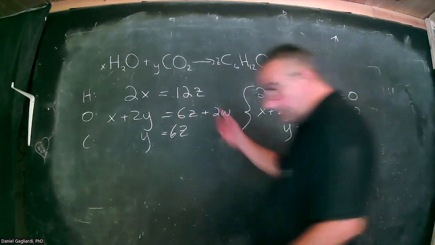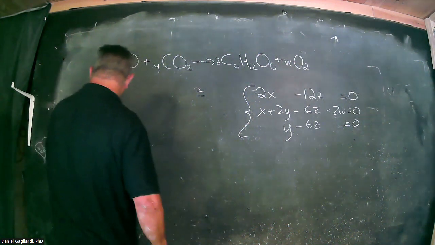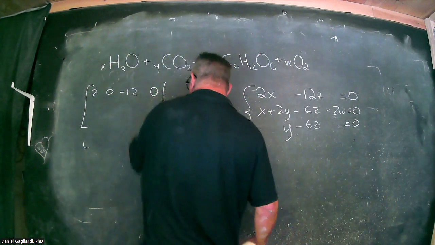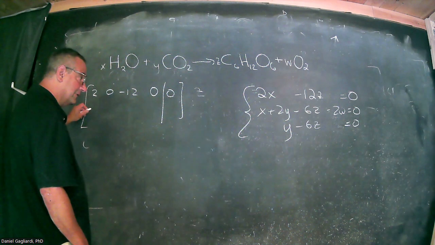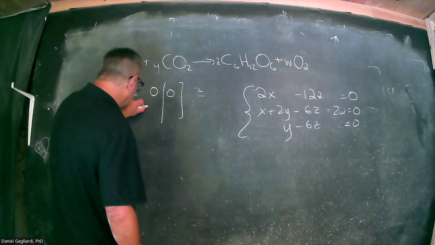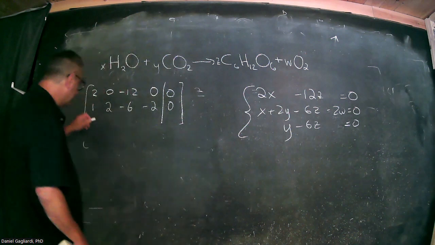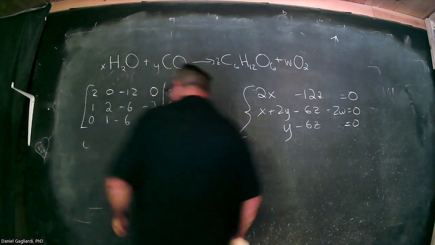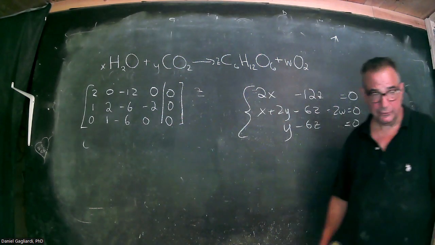Doing so, let me erase this half of the board here. Okay, we have 2, 0, negative 12, 0, and then a line with zeros, right? So for the next equation, translated into rows, we have 1, 2, minus 6, minus 2, equals, and a line with 0. And then for the third row, we have 0, 1, negative 6, 0, 0. So there we have our augmented matrix corresponding to the linear system.